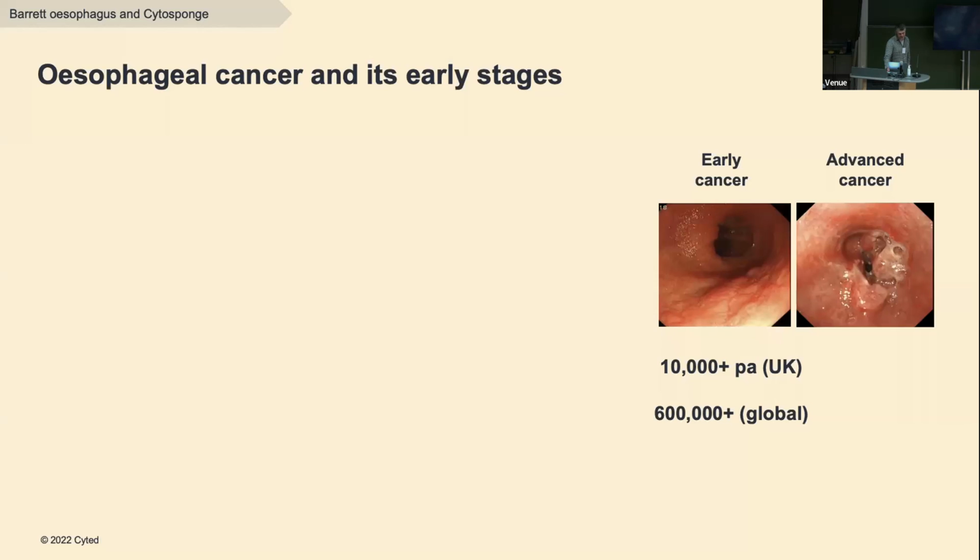So let's start from esophageal cancer and its early stages. Esophageal cancer is, in terms of impact in deaths, apparently the sixth most impactful cancer. And in the UK alone, the figure I have is that it affects 10,000 people per annum. Globally, of course, it's in the hundreds of thousands.